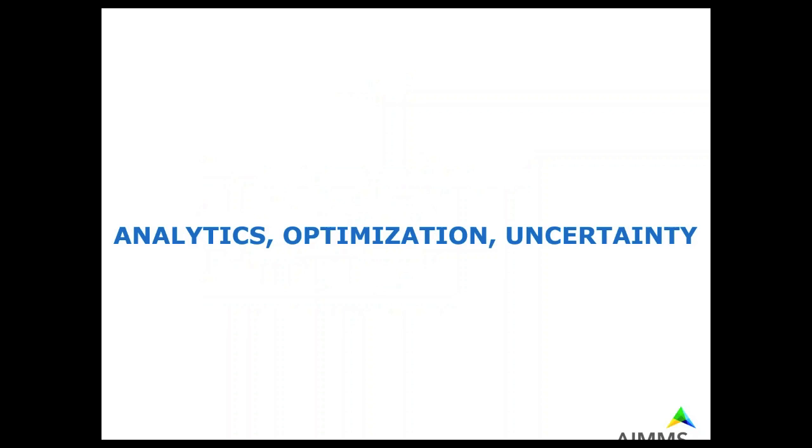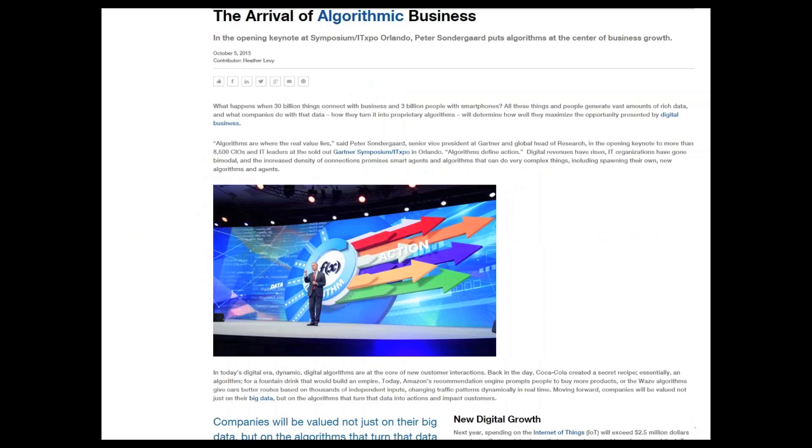So the context of analytics and optimization, everyone is talking nowadays about big data and analytics. Moreover, there are clear signs that algorithmic business is arriving, which means that companies will be valued not just on their big data, but on the algorithms that turn that data into actions and impact customers.